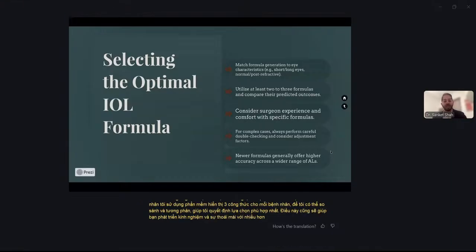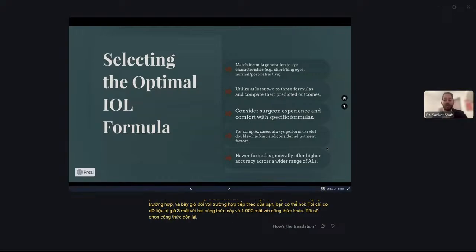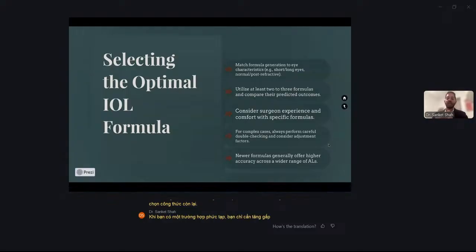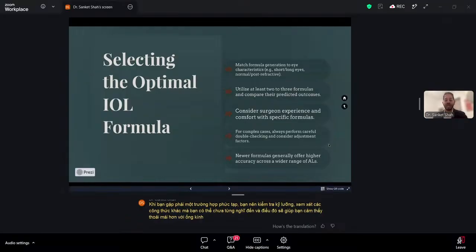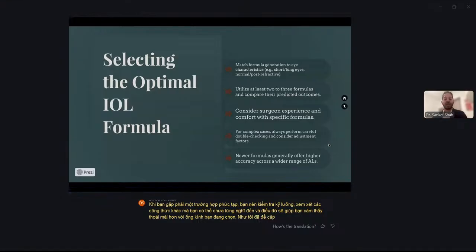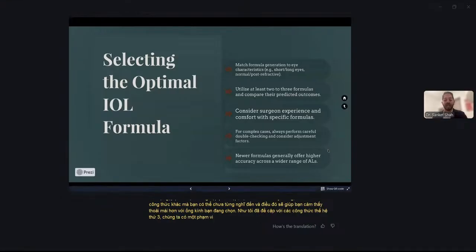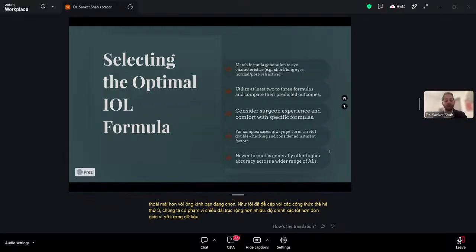It's very easy to pigeonhole yourself into using one formula for 1,000 cases. And then for your next case, you might say, I only have 3 eyes worth of data with these 2 formulas and 1,000 eyes with this other formula, so I'm just going to stick with the other formula. When you're having a complex case, it behooves you to double check. Look at other formulas that you might not normally look at, and it helps you feel more comfortable in the lens you're choosing. As I mentioned with the third generation formulas, we have a much wider range of axial lengths with better accuracy simply because the amount of data collected has increased over time.